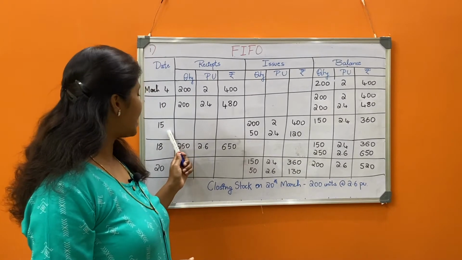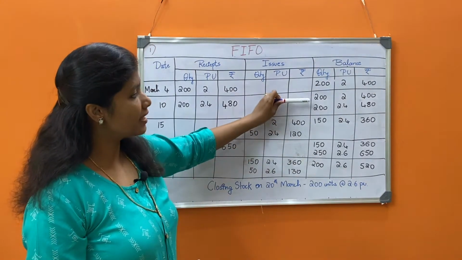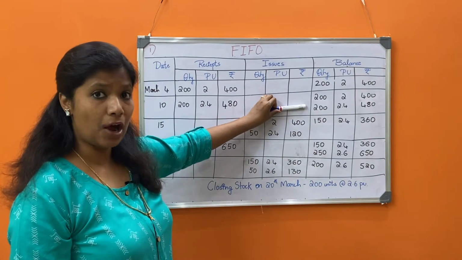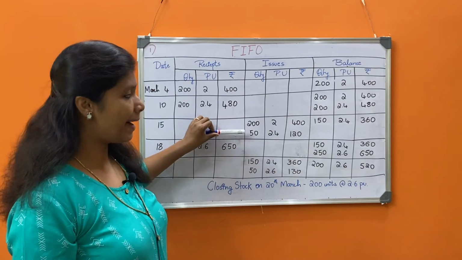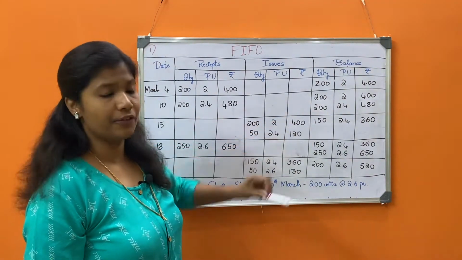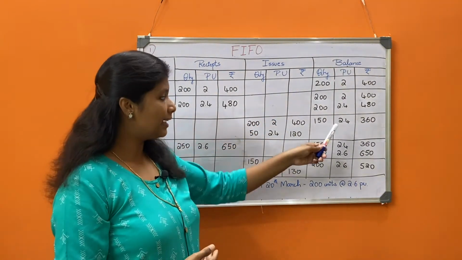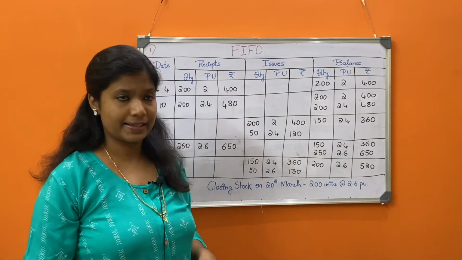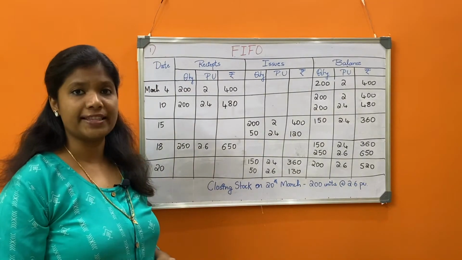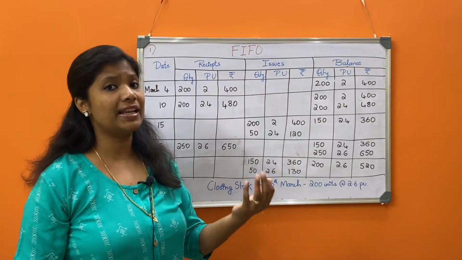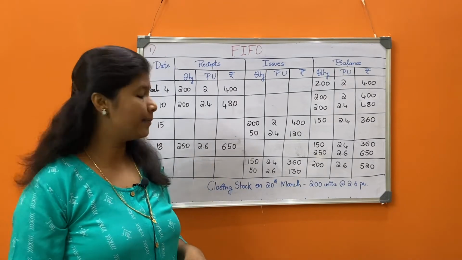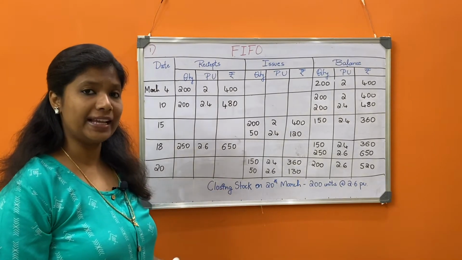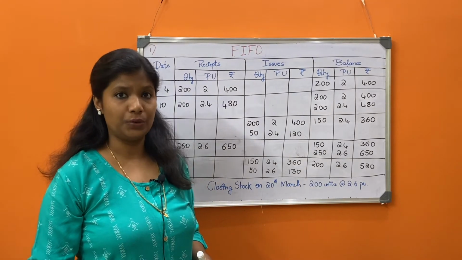So the balance as on March 15th: does stock 1 exist? No. Does stock 2 exist? Yes, but how much? 200 minus 50 is 150. So 150 multiplied by 2.4, I will get 360 rupees. Next, we have the transaction on the 18th where the company has again received goods. That is 250 units at the rate 2.6, multiplied, you will get 650 rupees.